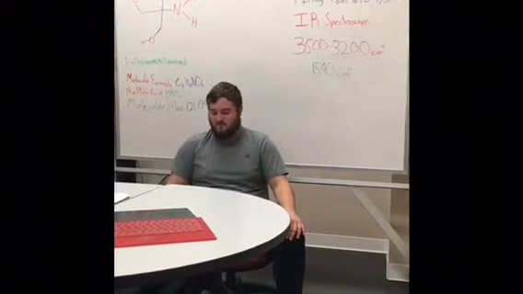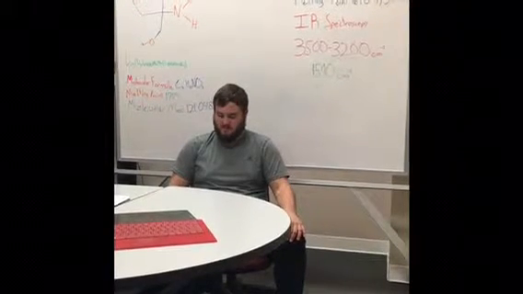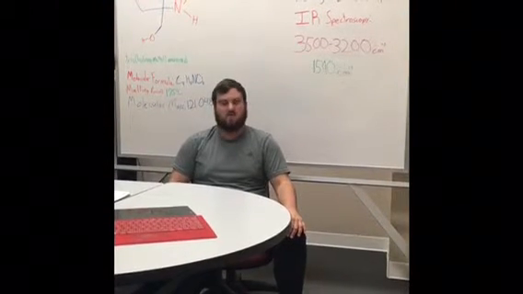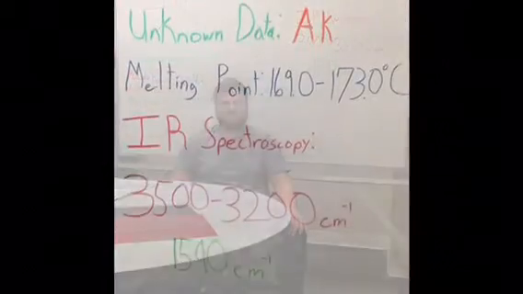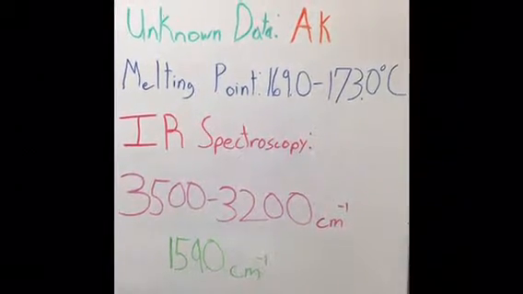At the end of the experiment, remove the KBr pellet and dispose of it as instructed by your instructor. Wash the metal apparatus with water and allow it to dry. Here we have our unknown data. The unknown for this experiment was AK.